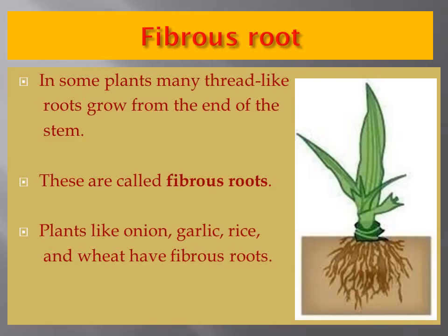Now let us find out what is fibrous root. In some plants, many thread-like roots grow from the end of the stem. You can find in this picture, it is shown clearly how it grows from the end. These are called fibrous roots. Plants like onion, garlic, rice and wheat have fibrous roots.